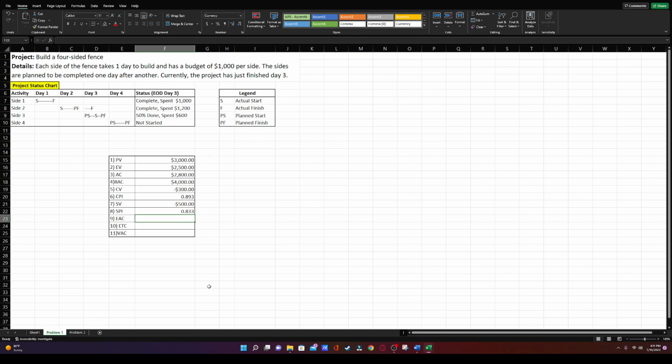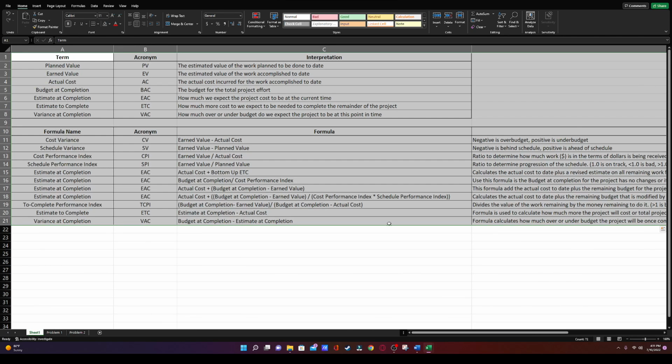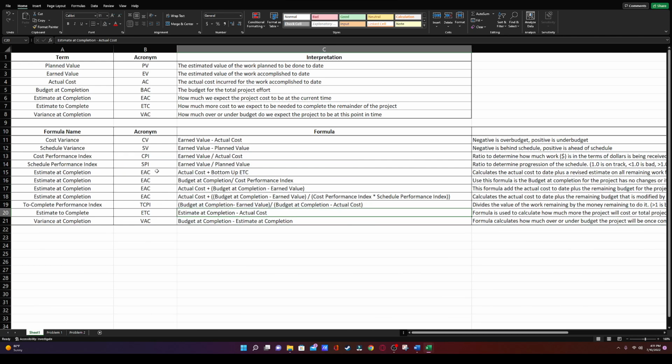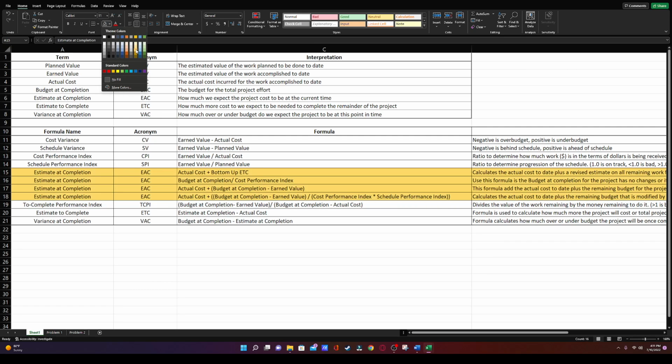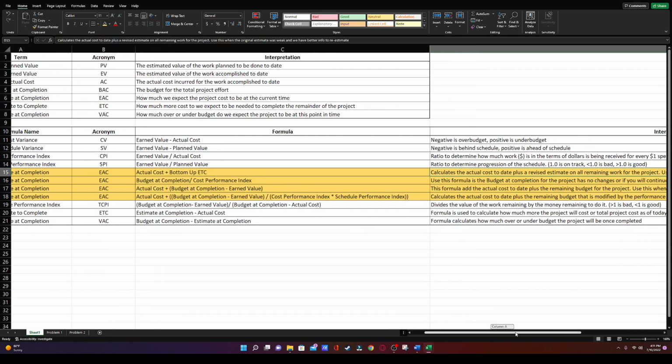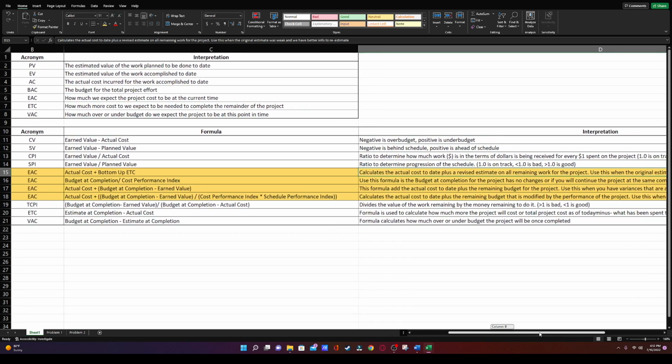We're going to go ahead and use the estimate at completion formula for the next one. One note with the estimate at completion formula is that there are several different formulas, right? So these all have different uses. I went ahead and tried to highlight them here. Let's change the color a little bit so they stick out. So pretty much you need to determine what kind of formula you need.